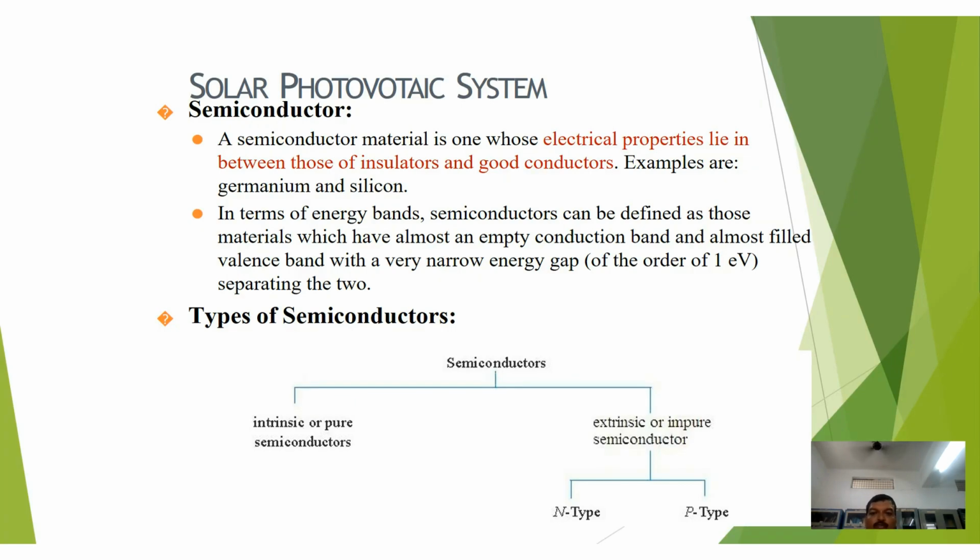So we know that we have two types of semiconductors, intrinsic and extrinsic semiconductors. Intrinsic is nothing but a pure semiconductor. An extrinsic semiconductor is an impure semiconductor. Examples of impure semiconductors are N-type and P-type semiconductors.